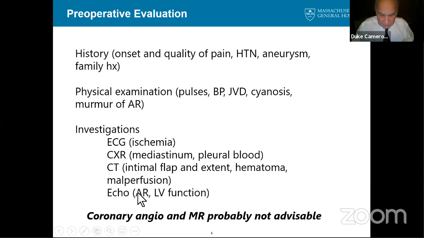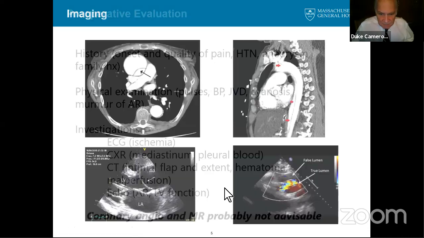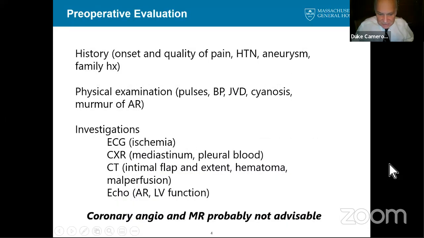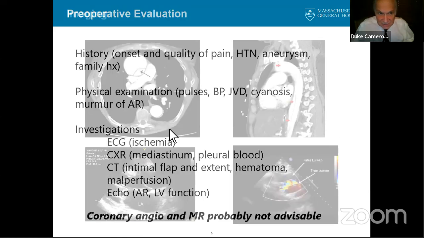An echocardiogram is mainly to assess the LV function and to detect whether there's aortic regurgitation present. Most of these patients do not and should not have an invasive coronary angiogram because of the risk of the tip of the catheter creating misery. And an MR just involves moving to another part of the hospital where the patient is not well monitored, and it's not likely that you'll get important information that wasn't obtained from the CT scan.